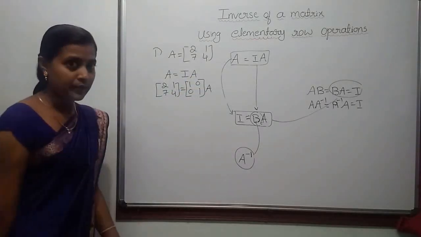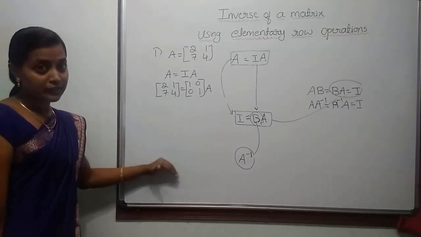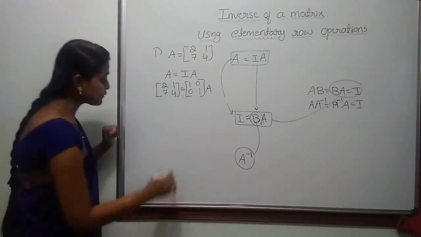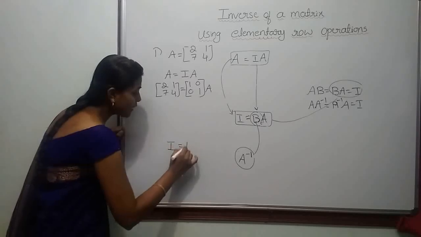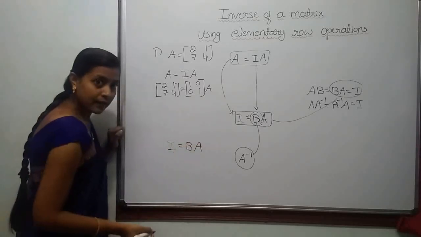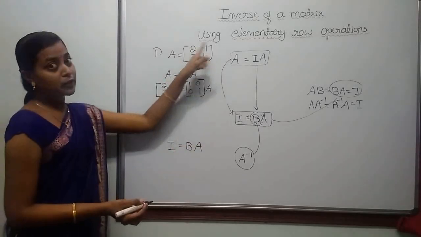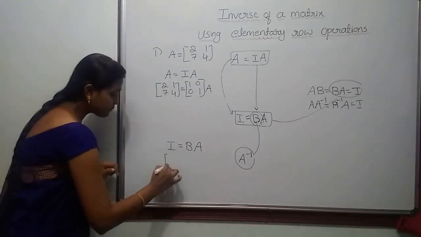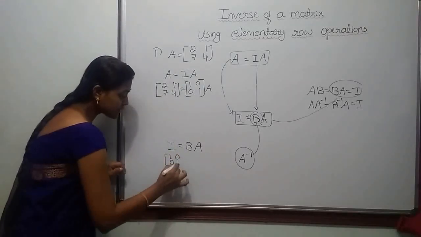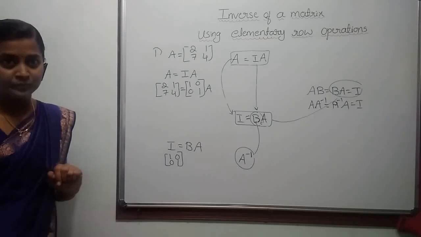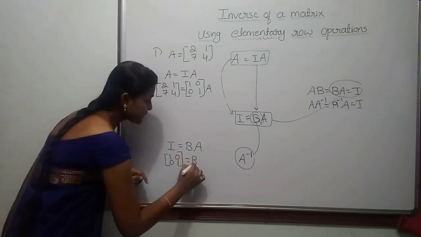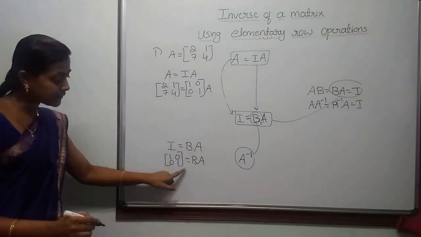What is the next step? Apply the row operations to this equation till this equation gets reduced to the form I is equal to B. Here matrix A is of order 2. Then the identity matrix which you obtain also must be of order 2. You have to reduce this equation in this form.